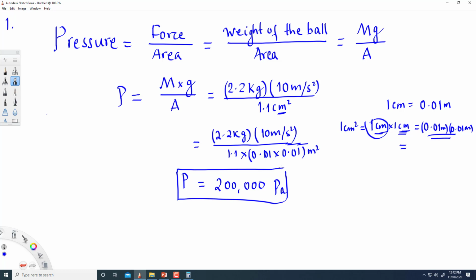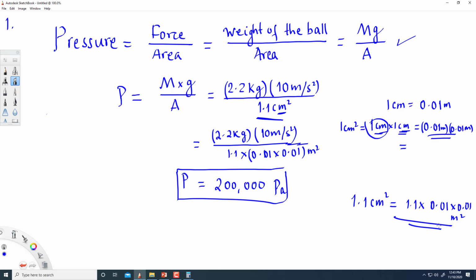Okay. So basically, again, you need to find the force over area. In this case, the force is the weight of the ball, and weight is given by mass times acceleration due to gravity. And then the other thing you need to keep in mind is when you have area in centimeters squared, you need to convert this 1.1 centimeters squared into meters squared. So that's the conversion, and that gives you the meters squared.